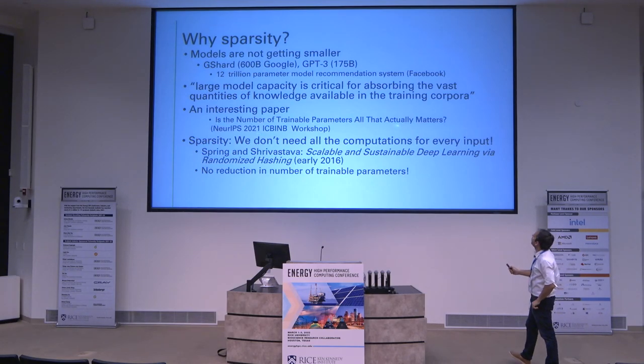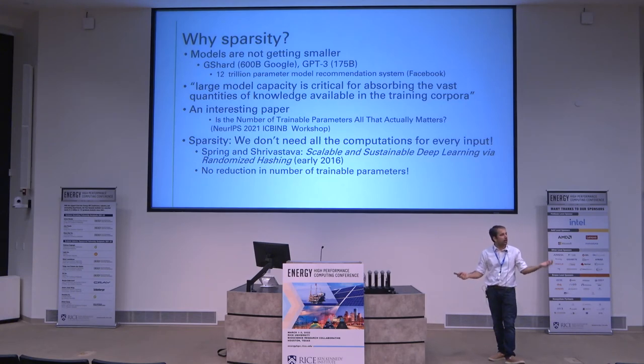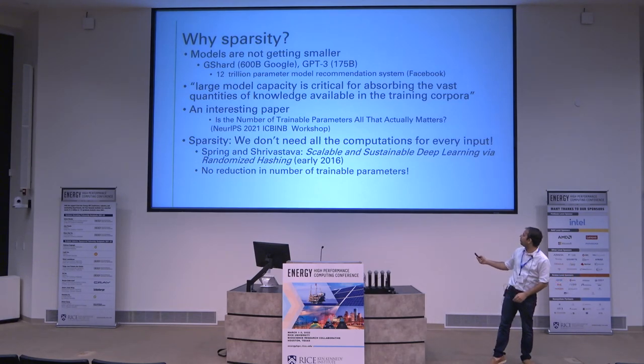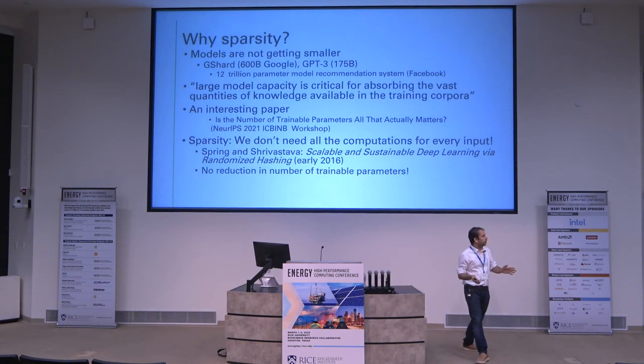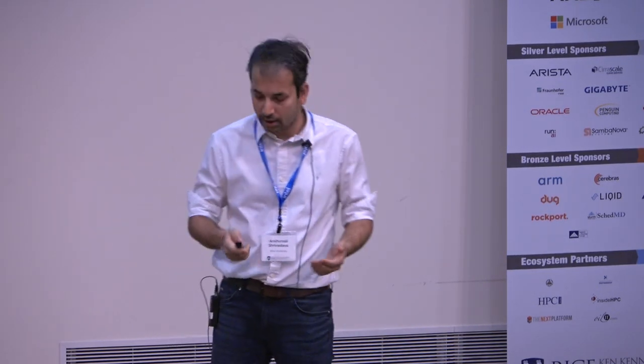Now, there was another interesting paper last year in NeurIPS: is the number of trainable parameters all that actually matters? This paper was eye-opening because they show you can change the architecture, you can do what you want, but if you change the number of trainable parameters, that's when you see a decrease in accuracy. So if you don't change the number of trainable parameters, the architecture and all are not that important.